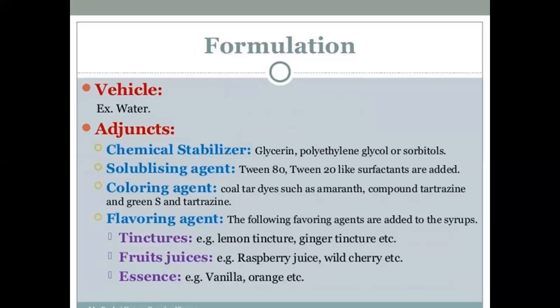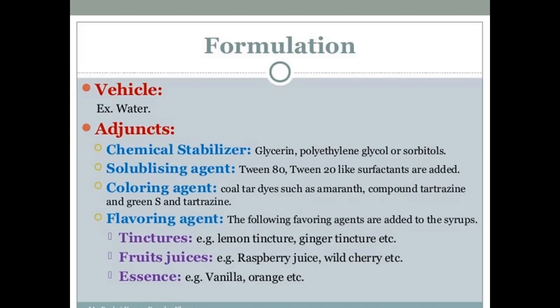The next point, formulation. How is the syrup preparation prepared? Their vehicle used is water. Then adjuvants, the following adjuvants are added to improve the formulation of syrup, in which the first one is chemical stabilizer. As a vehicle, water is added, and on it these different adjuvants are added and then syrup is prepared.